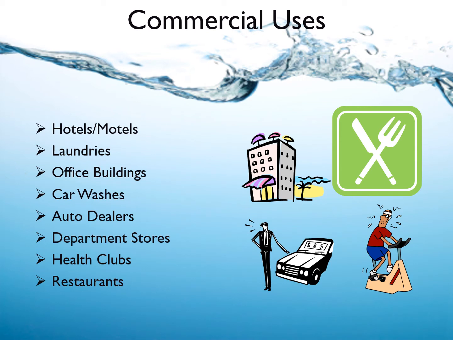Laundries are a good opportunity. You can put in high efficiency washing machines that are commercial grade. Car washes are a good example where you might be able to save some water. Health clubs, just changing shower heads out in health clubs can be a tremendous water savings. Restaurants can switch to commercial grade low water using dishwashers. That can be a big way to save.